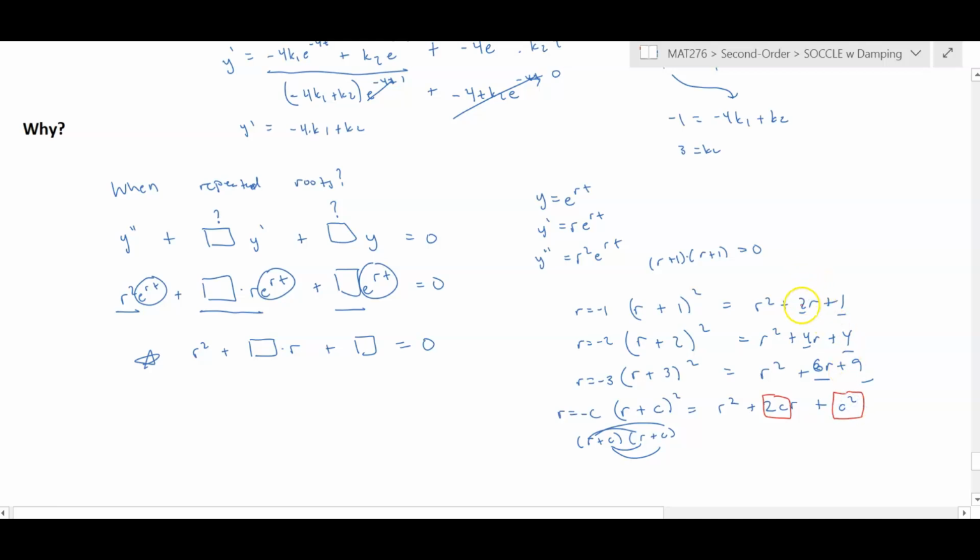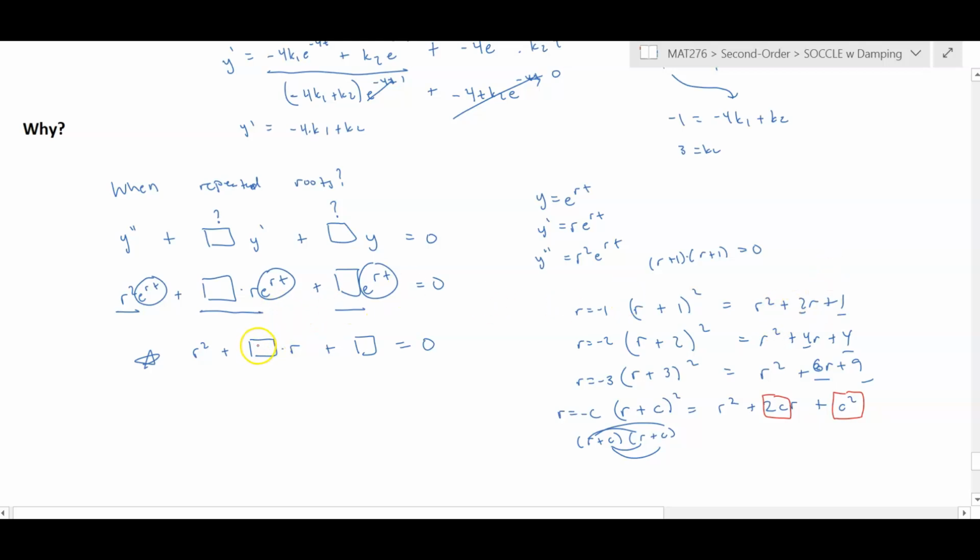So here, take 2. Divide that by 2, you get 1. 1 squared is 1. Take 4, divide it by 2, you get 2. 2 squared is 4. Take 6, divide it by 2. That's 3. 3 squared is 9. So that's the relationship between the coefficient of the linear term and the constant when you end up with a single root.